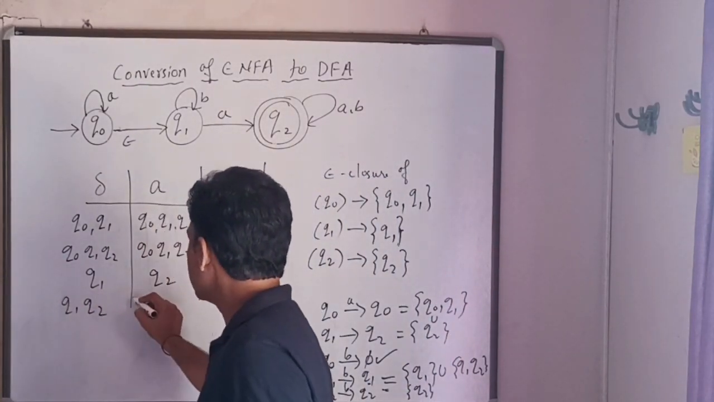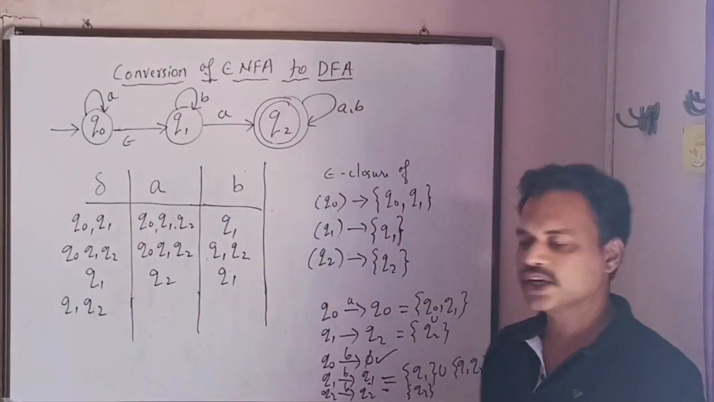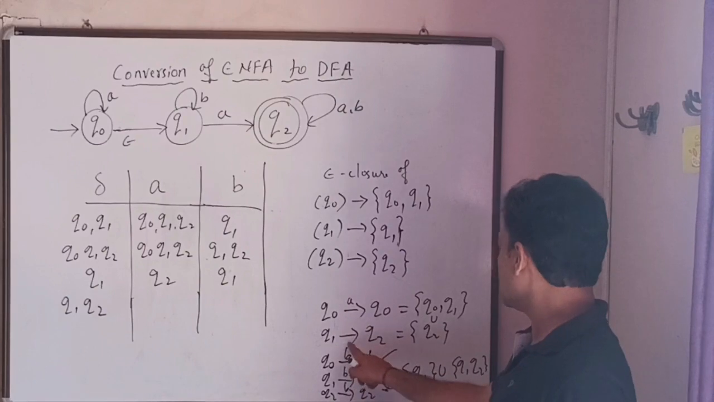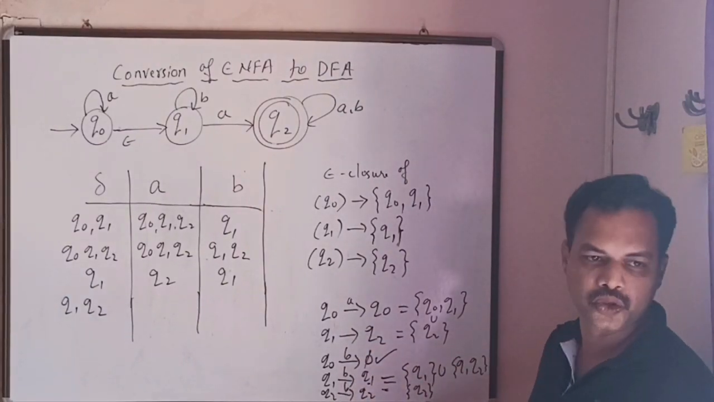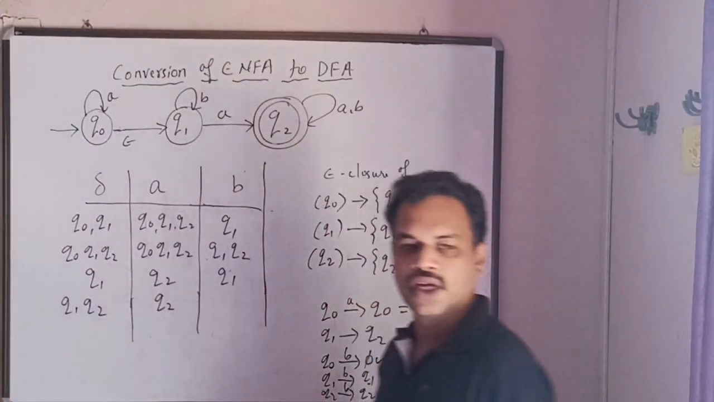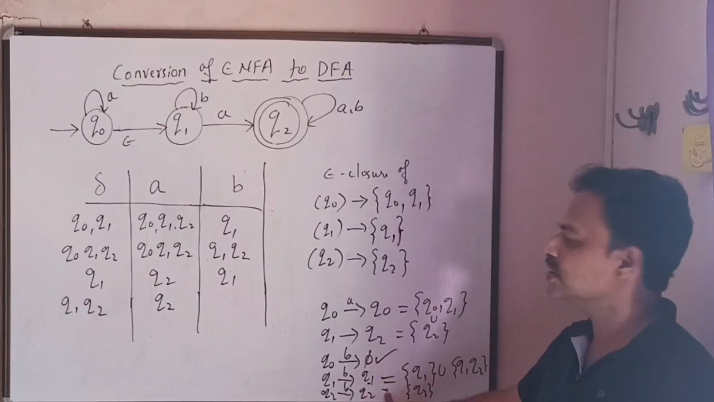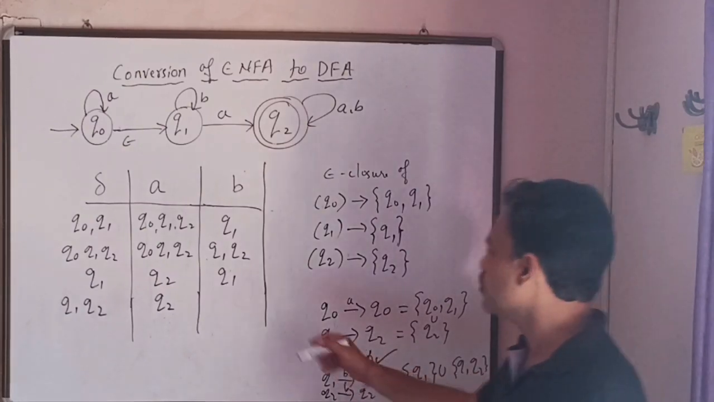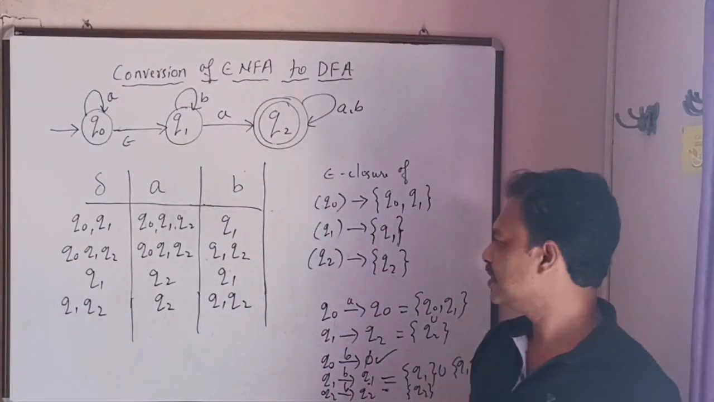Now once again find out Q1 on A and Q2 on A. Q1 on A is Q2 and Q2 on A is Q2. Okay, so we get Q2. Q1 on B is Q1. Q2 on B is Q2. So Q1, Q2 union. We are done with that.